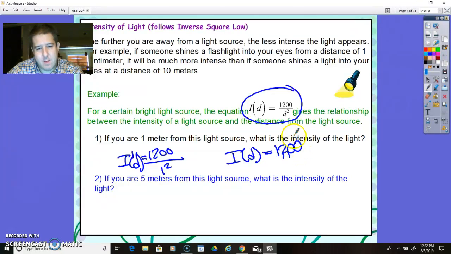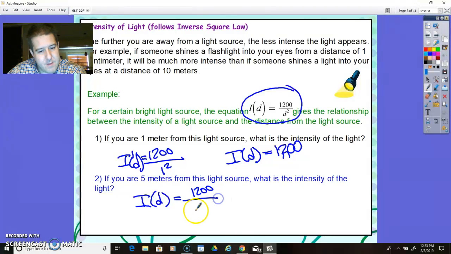Now, I don't know exactly what that is, 1200 watts. It may be in lumens or whatever else you're measuring the intensity of light in. If you are 5 meters away from the light source, what is your intensity? You might be thinking, well, I can just divide that by 5 because it's going to be 1/5 the brightness. Well, no, it's not, actually. That's not the way that light works.